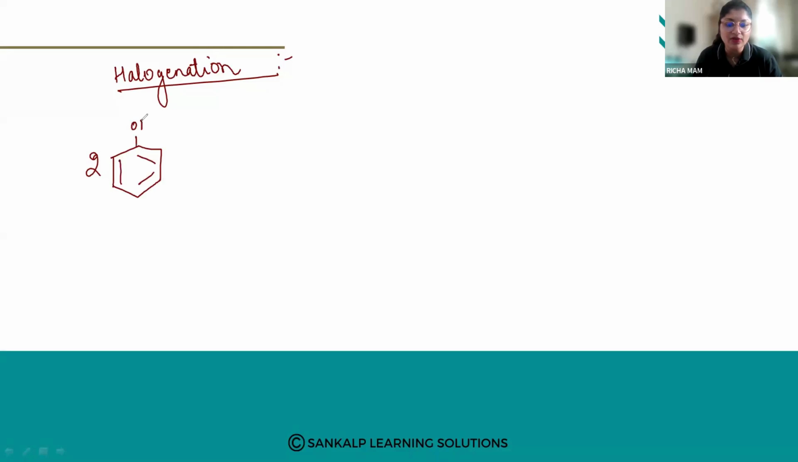Okay, so this is our phenol. We are going to do halogenation, specifically bromination. Halogenation can be chlorination or bromination, but we are doing bromination, which means our halogen is Br2.